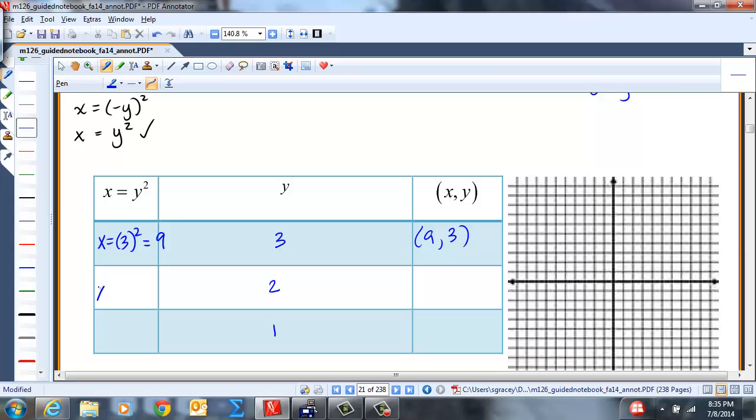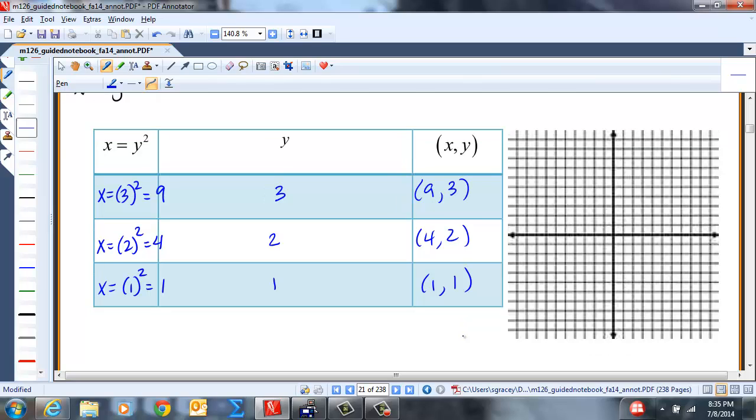This guy, x would be 2 squared, which is 4. So we'll get the ordered pair 4, comma 2. And this one, x would be 1 squared, which is 1. So 1, comma 1. And we are going to use symmetry to get 3 additional points. So let's use our regular viewing window. I'll do that in black. There we go.